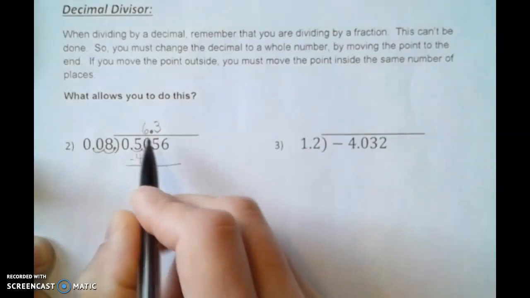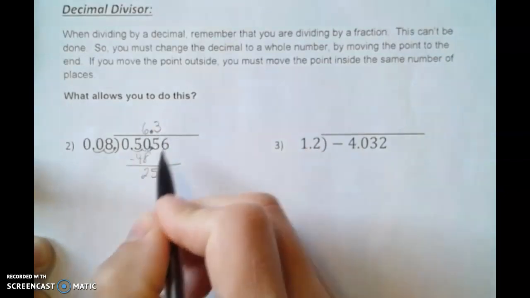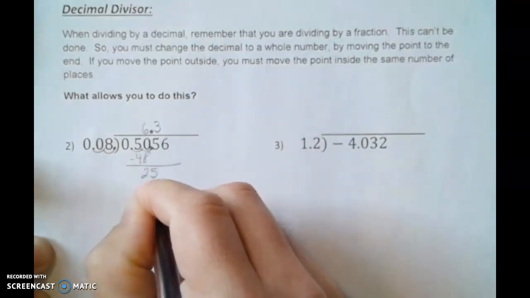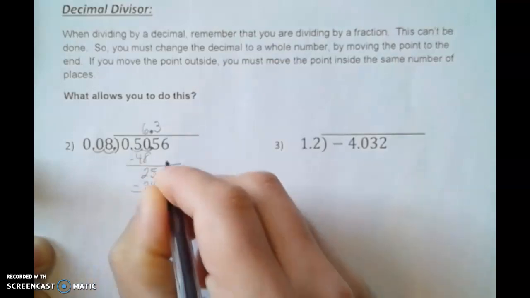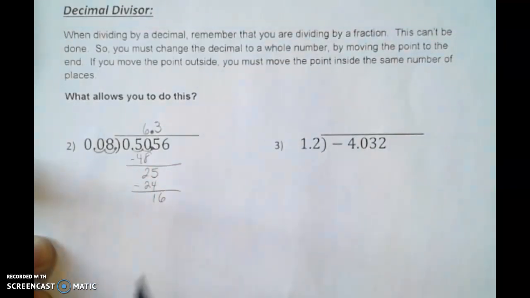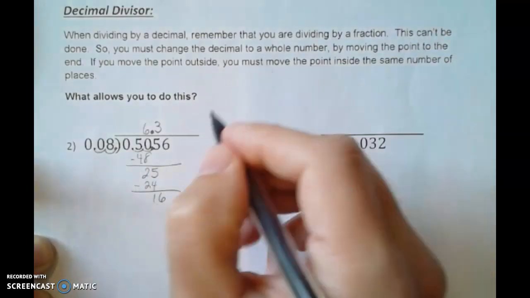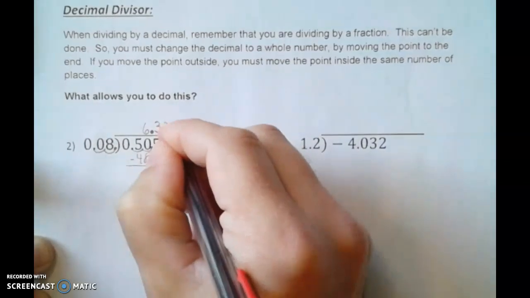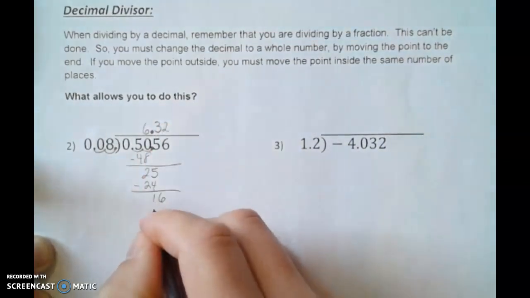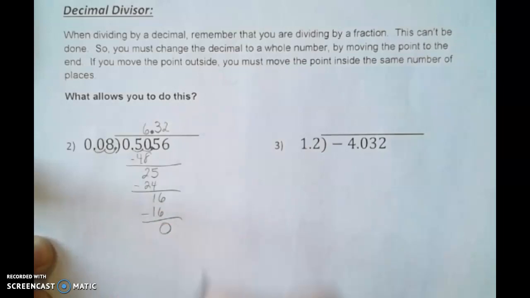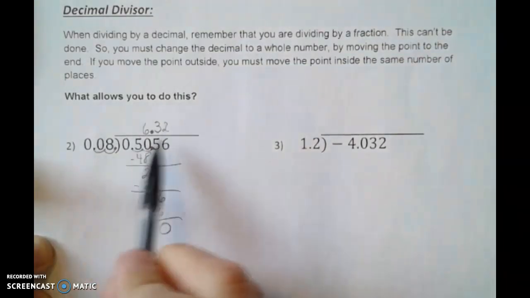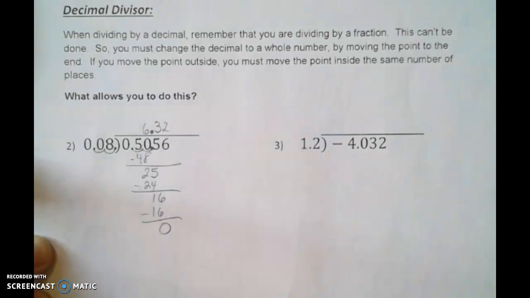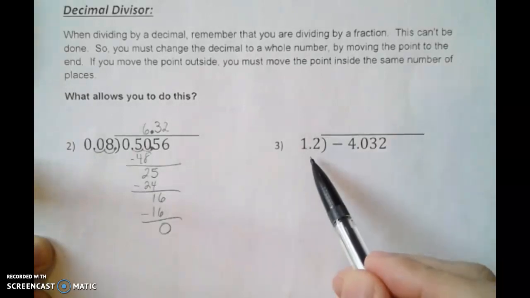Notice the decimal point's in between the 6 and the 3. 8 times 3 is 24. I subtract, I'm left with 1, and now I've got to bring the 6 straight down. 8 into 16. Well, I know that 8 goes into 16 twice. So above this 6, I'm putting the 2. 8 times 2 is 16. I subtract, and there's my 0 remainder, so I'm finished. And now I can see my answer is 6 32/100.